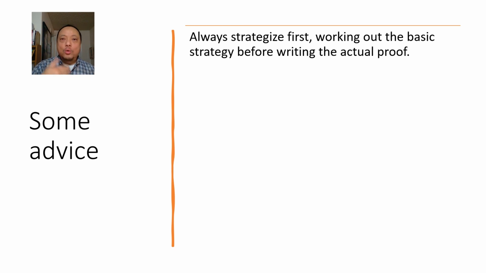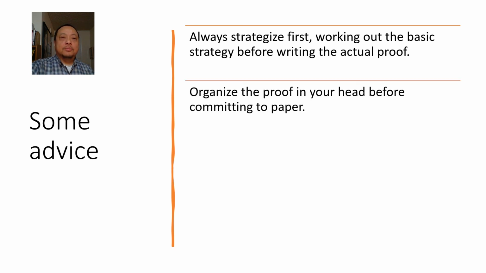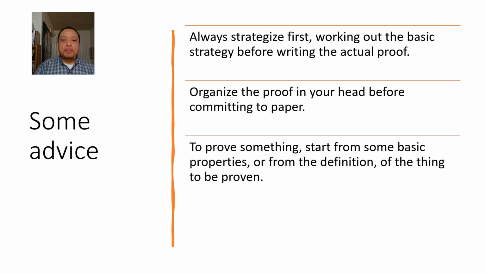Let me summarize with some advice. 1. Always strategize first. Work out the general strategy before writing down the actual proof. Number 2, the strategizing should be far enough along so you have at least the outline of the proof organized in your head before you start committing it to paper. If the question asks to prove something, start from some basic properties of the thing to be proven and move from there. Or start from the definition and move from there.